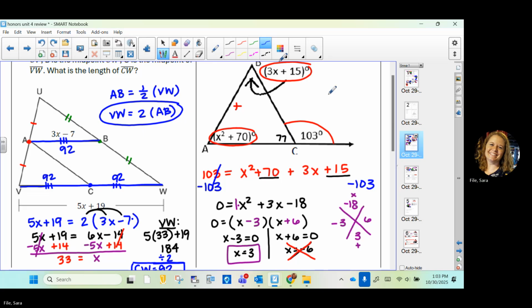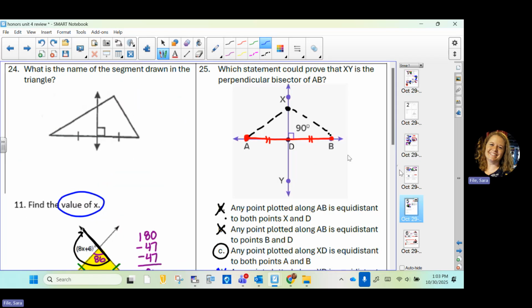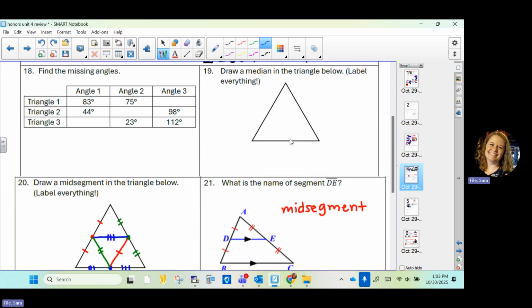Okay. What was yours, Max? 19? And 20. Okay. So on number 19, it says to draw a median. This 19 and 20 were just drawing and marking up a triangle to the correct vocabulary they're giving you.